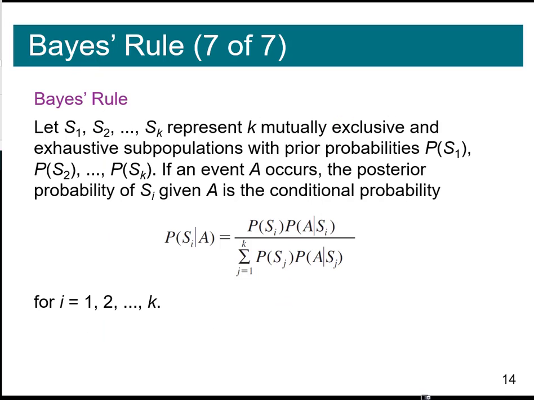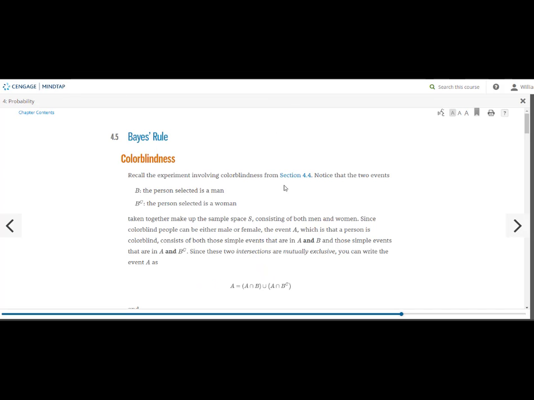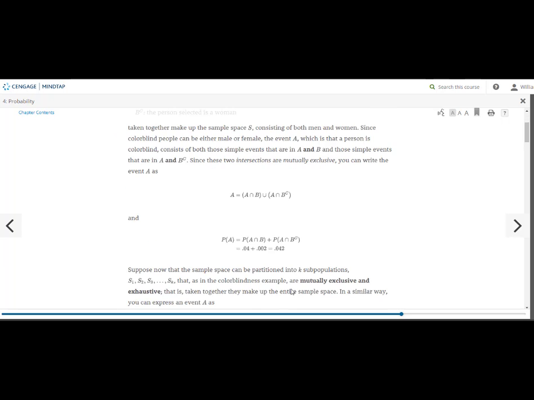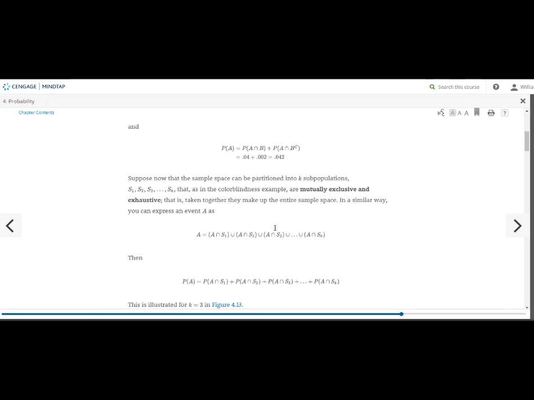So we'll talk about that in a moment, but let's talk about this for a moment as well. So this is what we call Bayes' rule. Let's see if we can figure out where this comes from. Okay, so let's review all of this in the text. So here we have the color blindness. We have B, the person selected as a man, BC, the person selected as a woman. We said that we can write A like this. And they filled this in, and we got these numbers.